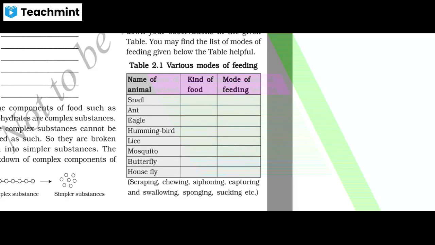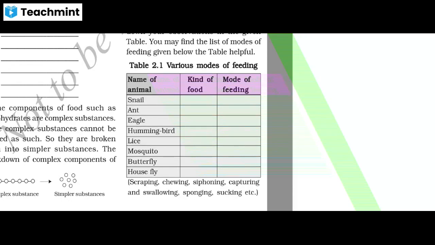See here, children, while pronouncing, remember scraping, scraping and chewing. Even we ourselves, what is our mode of feeding? How are we eating the food? We are chewing the food. So even human beings, the mode of feeding is chewing. Then siphoning. Siphoning.